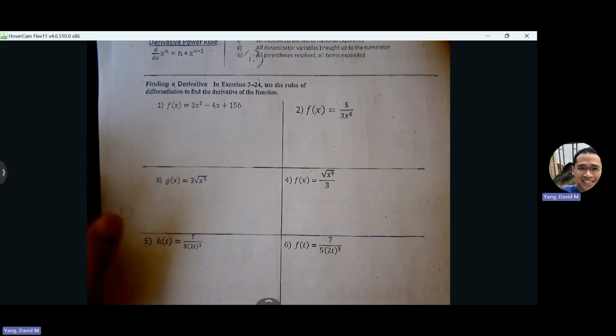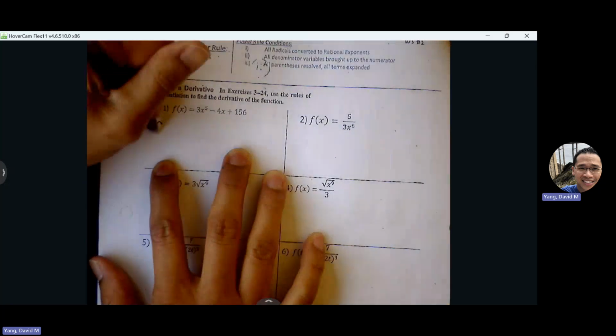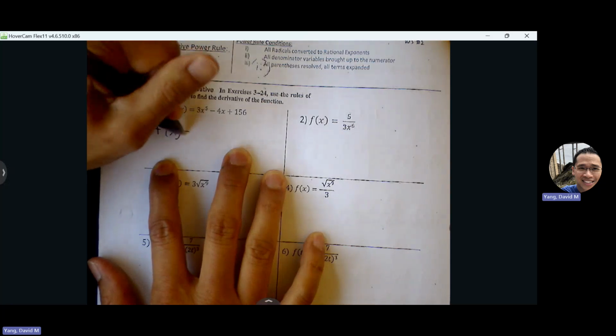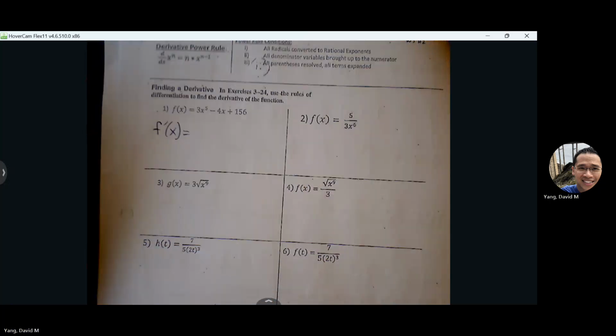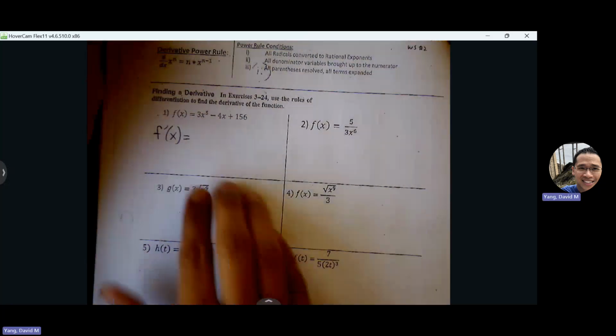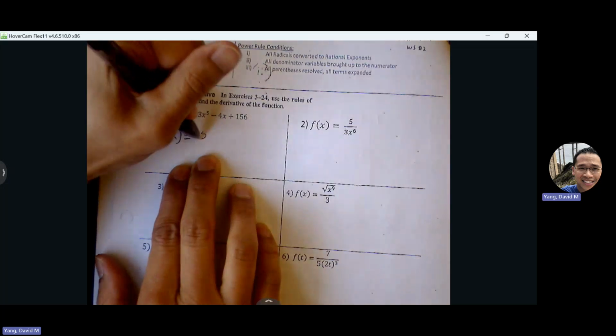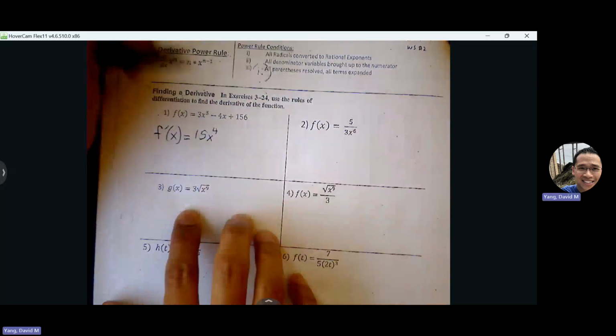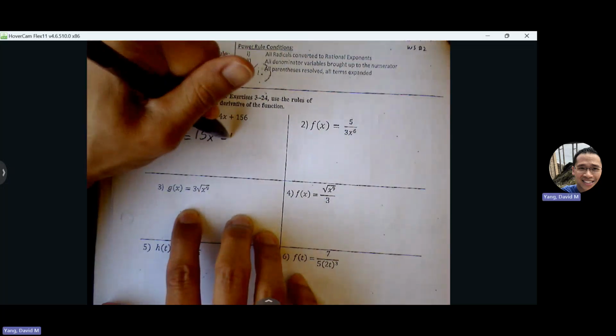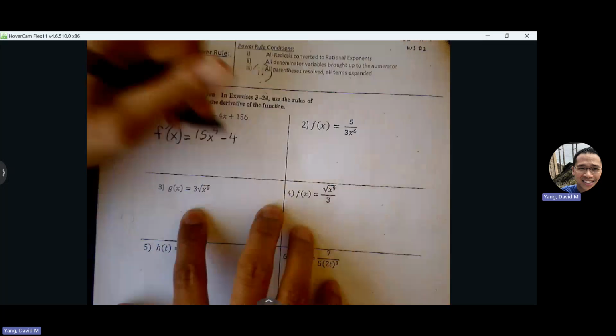So number one, we start off easy. There are no issues. Every term is ready for power rule. So f prime is equal to, okay, walk me through this. 3x to the fifth becomes... 4x becomes... good. Good.